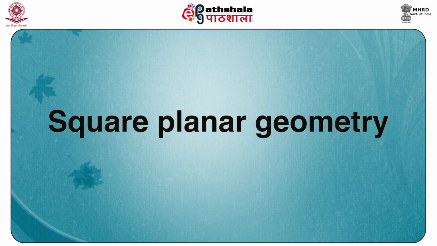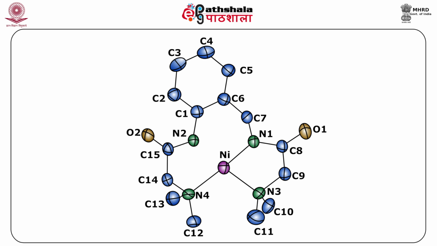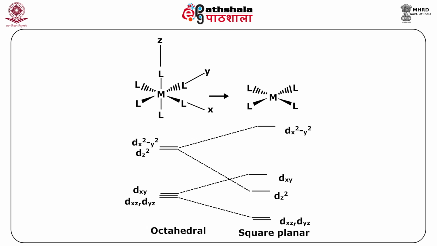Square planar geometry basically defines the stereochemical arrangement of the atoms in a molecule situated at the corners of a square, as can be shown in the figure. Square planar geometry can be obtained from an octahedron by removing a pair of ligands from the z-axis, and there are left four ligands in the xy plane. The ligand field splitting energy diagram for a square planar geometry can thus be derived from an octahedral diagram.